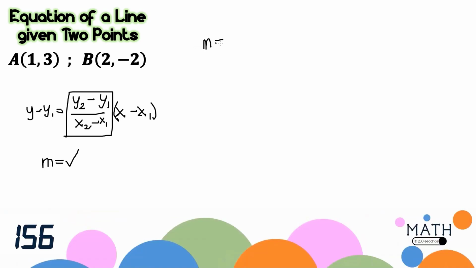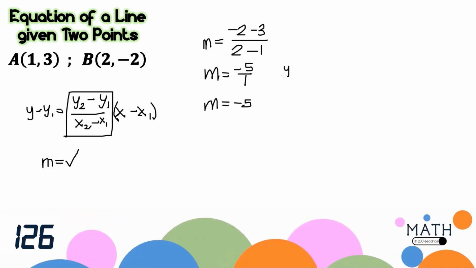And let's pick point B as our point number 2. So your y sub 2 is negative 1, your y sub 1 is 3, over your x sub 2 is positive 2, and then your x sub 1 is 1. So your slope here is negative 5 over positive 1, which will give us a slope of negative 5. Now we will be using this in solving for the general form of the equation.